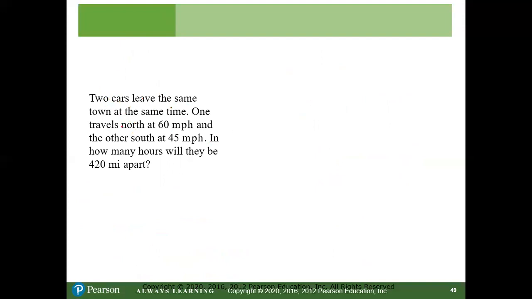So 2 cars leave the same town at the same time. One travels north at 60 miles per hour, and the other one is going south. So the key here is that they're going in opposite directions, and the speeds are not the same. That's not that critical, but the fact that they're going in opposite directions is 100% important here. And we need to figure out how many hours they will be 420 miles apart.